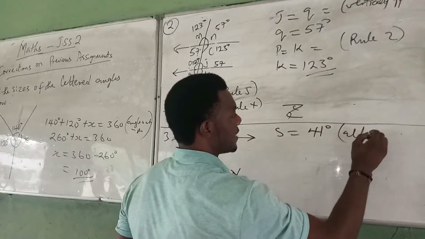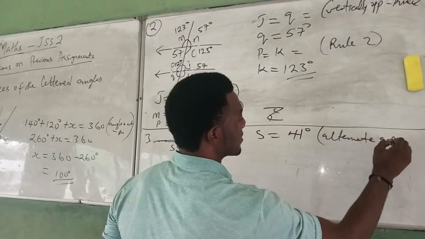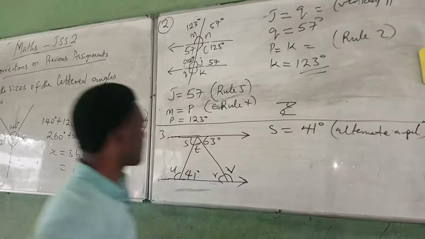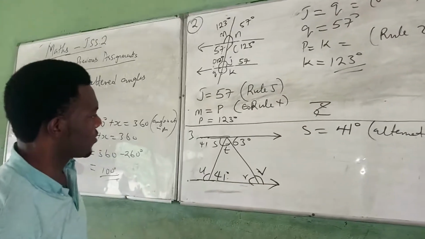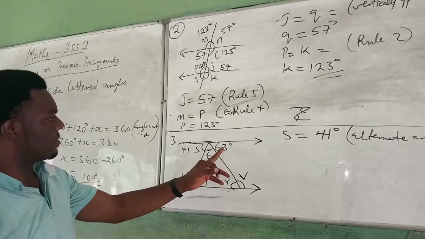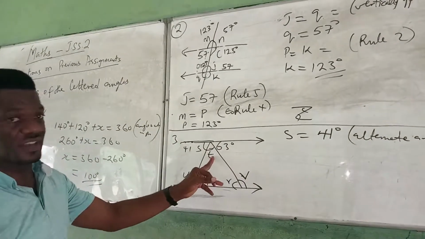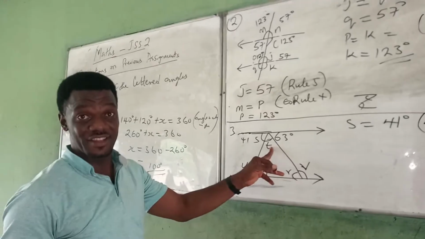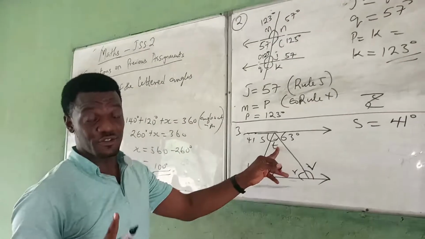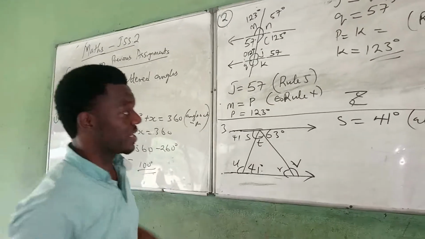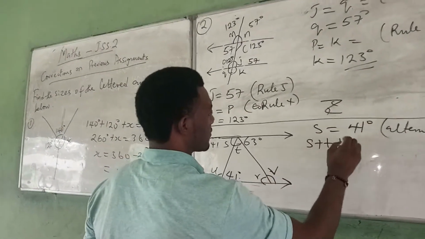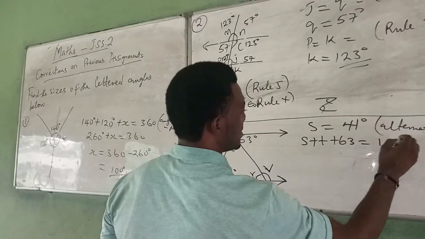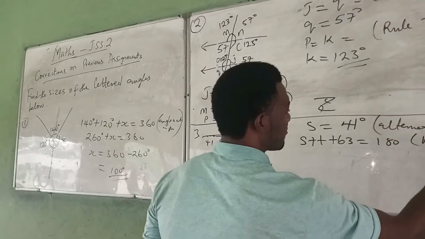Reason, alternate angles. And alternate angles are equal. Now, we have found that X equals 41 degrees. So we can say 63 plus this plus T is equal to 180 degrees. The first rule, the sum of all angles on a straight line is 180 degrees. So we can say X plus T plus 63 equals 180 degrees. Rule 1, the first rule.